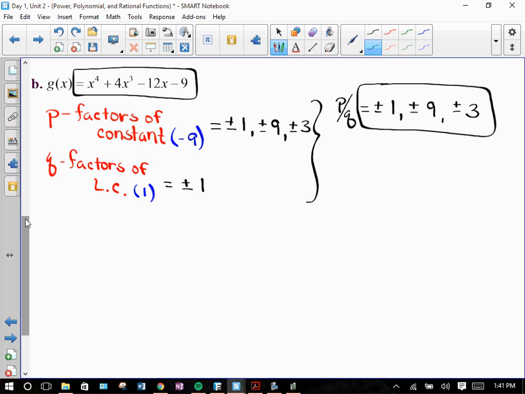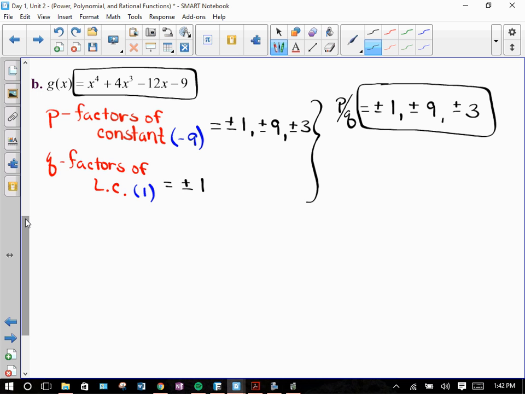Because as you'll see, eventually this could be a lot bigger. You can have 12 numbers over here, each with a plus or minus, which makes it 24 numbers. Do you feel like plugging 24 numbers in? No. Now, let's look at this. Is it possible that all 6 of those numbers, 1, negative 1, 9, negative 9, 3, and negative 3, could be zeros? Why? The degree is 4, so I know that there's going to be 4 zeros. Now, I need to figure out if any of them are rational.